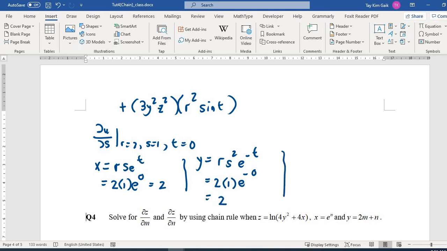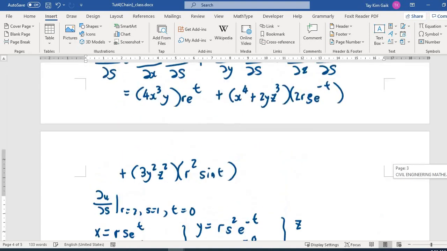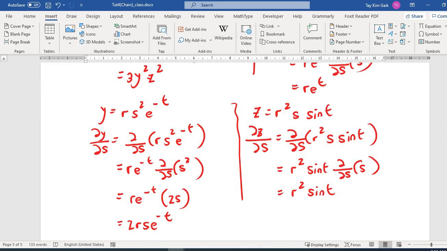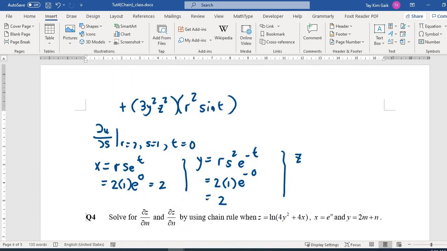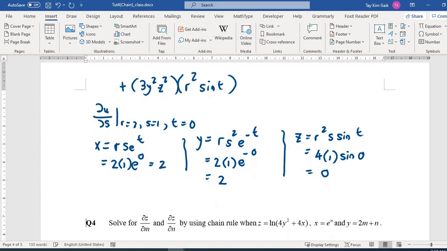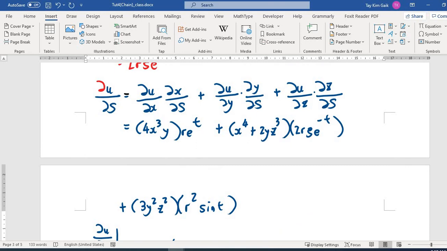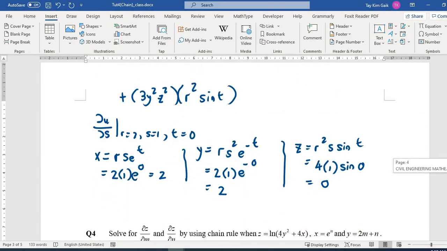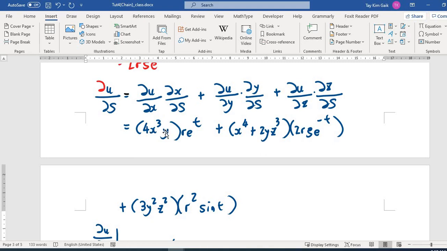And then what is the z expression? Z is r squared s sin t. Plug in when r is 2, so this will be 4. S is 1, t is 0. Sin 0 is 0, that's why we have 0. So plug in the x, y, z values: x is 2, y is 2, z is 0.